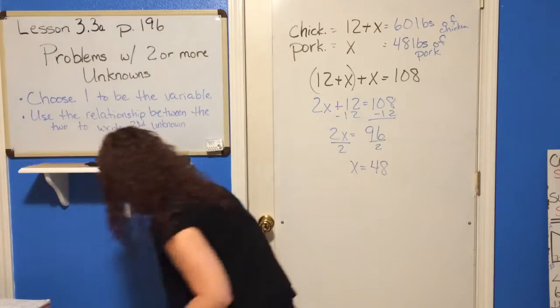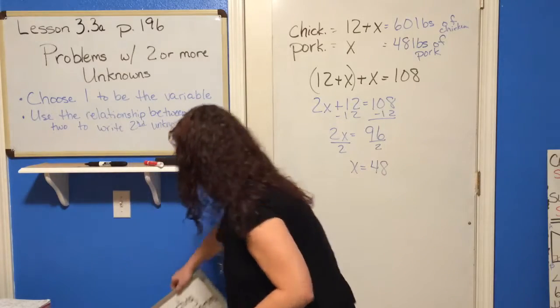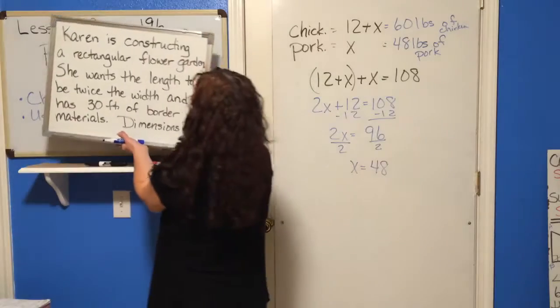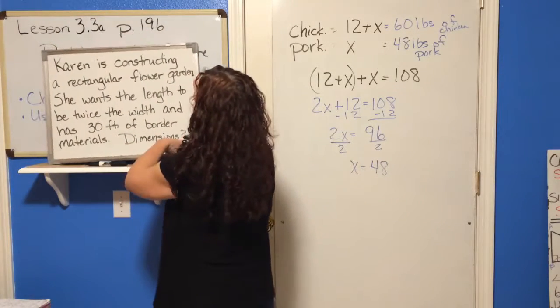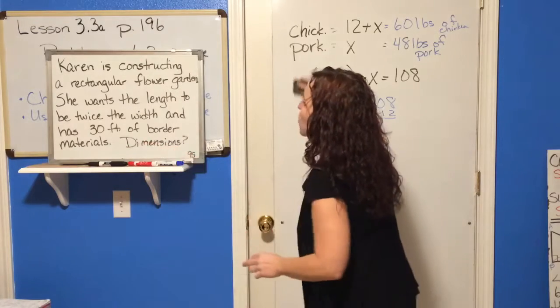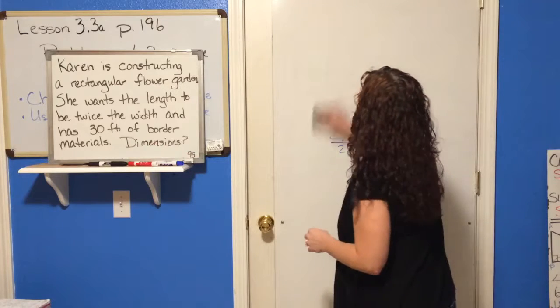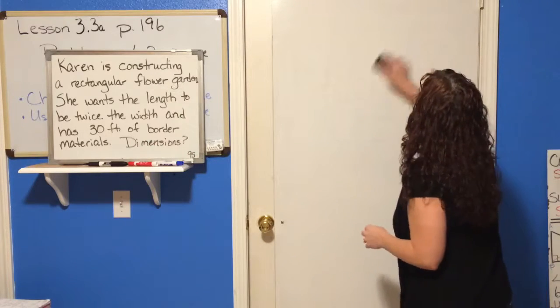Couple more types. Let's see, what are we going to do next? Oh yeah, let's do this one next. Okay. Karen is constructing a rectangular flower garden. She wants the length to be twice the width, and she has 30 feet of border materials. What are the dimensions of her garden?